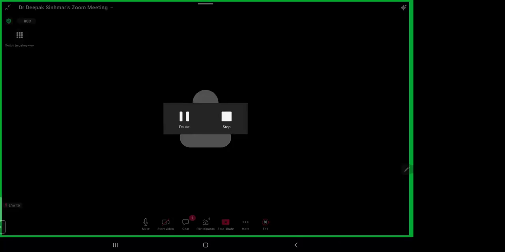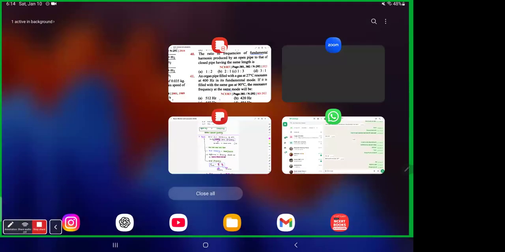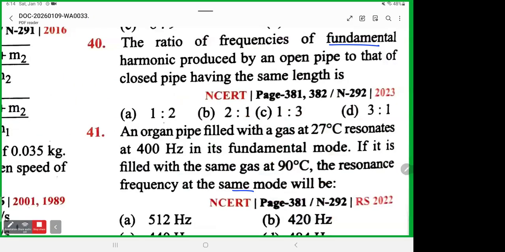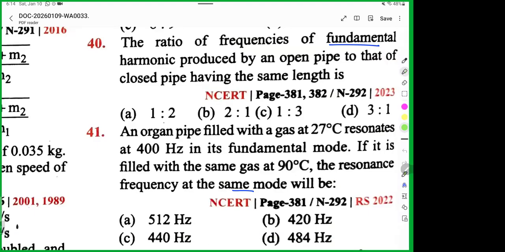See this question. Ratio of frequency of fundamental harmonic produced by an open pipe to the fundamental harmonic produced by a closed pipe having the same length is.